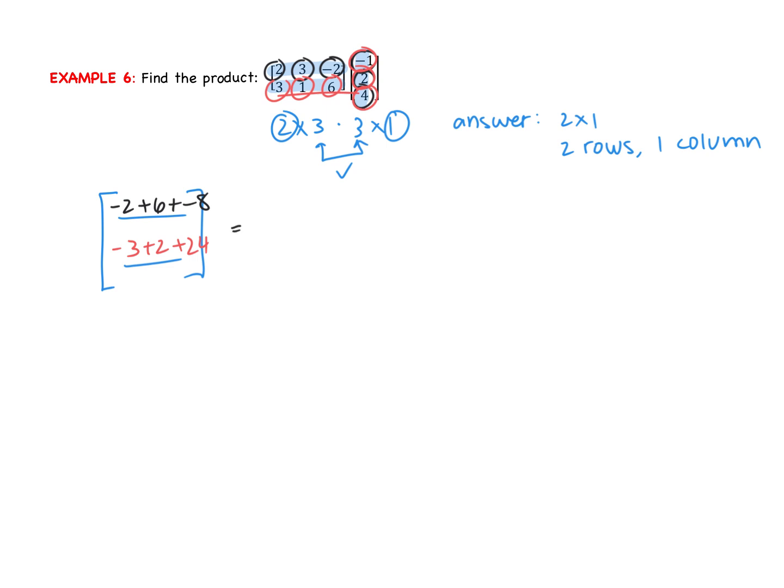Okay, so then once we simplify that, in the top of the matrix, -2 add 6 is 4, 4 subtract 8 is -4. -3 add 2 is -1, -1 add 24 is 23. So this is our answer.